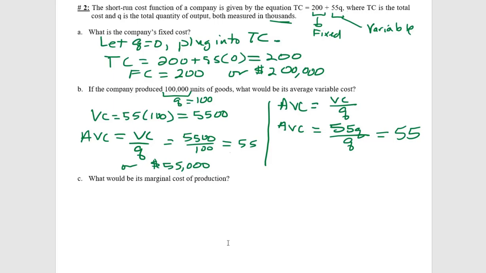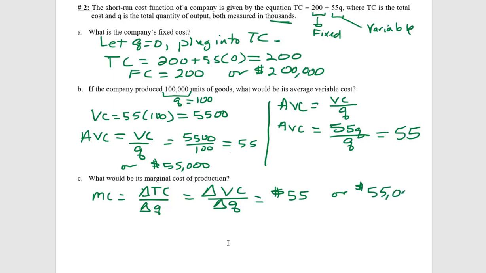So let's think about this average variable cost here, because remember, for marginal cost, we could find the change in total cost over the change in quantity, or the change in variable cost over the change in quantity, and those two things would be the same. Because our average variable cost is constant at $55, when we add one more unit, we add $55 in variable costs. That also means our marginal cost has to be 55, or $55,000.